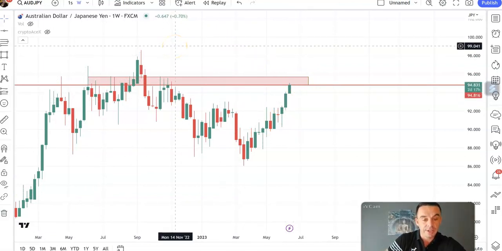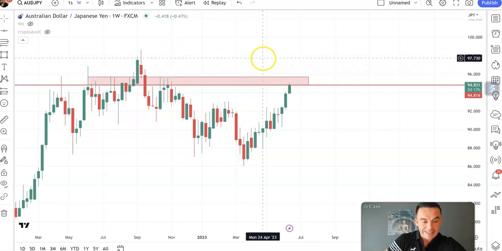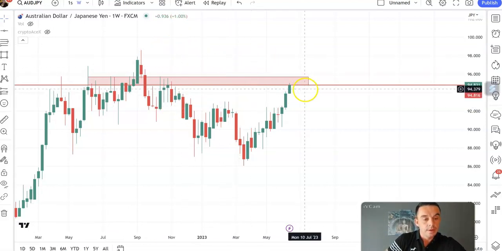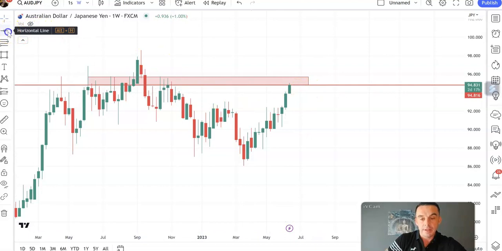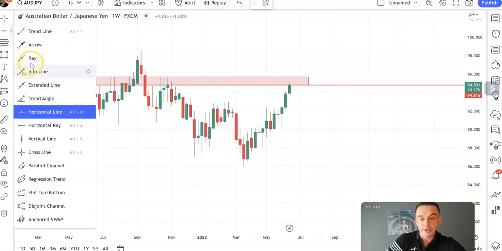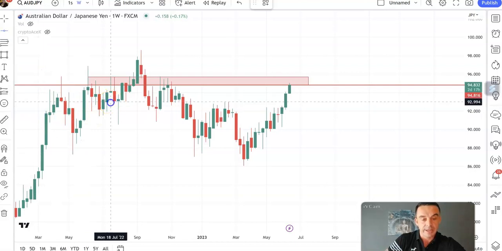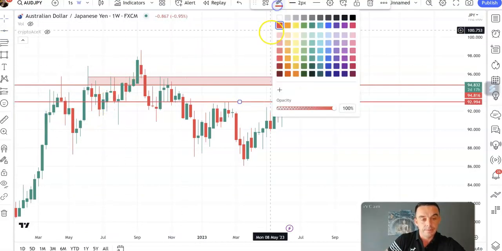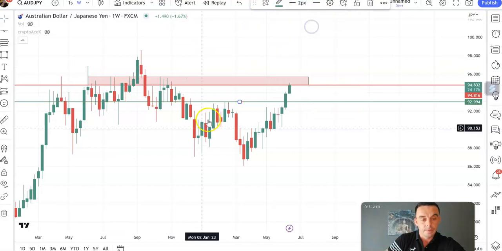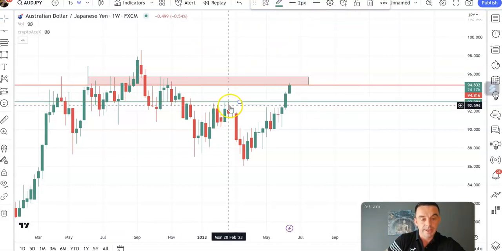Next, just because I've identified the resistance, I want to identify the support below it on the weekly charts, because it is going to be an area of interest, and that is the previous swing high here on the charts. The previous swing high from this year's previous high, and the previous swing high from last year's small downtrend.